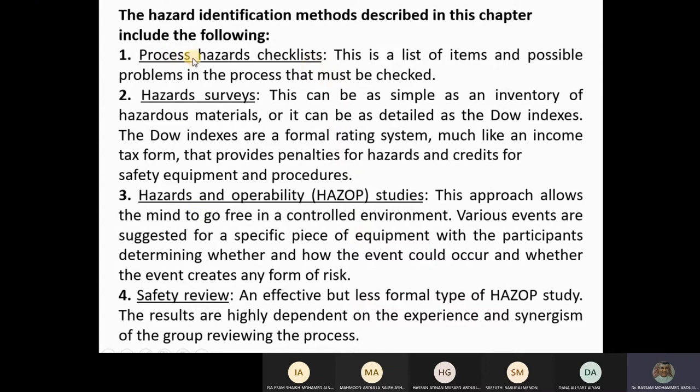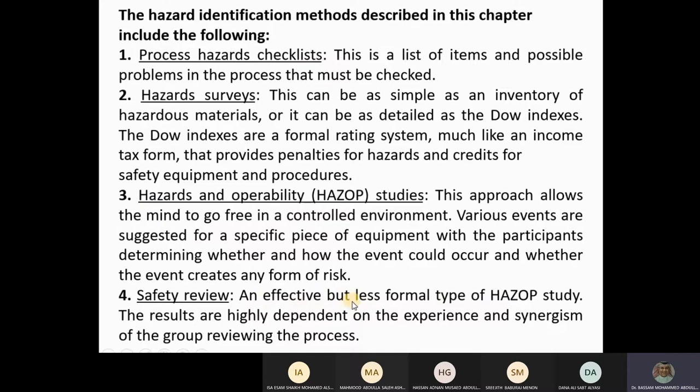So we have these four things. First, the process hazard checklist, which is a simple thing. It's just a checklist. Second, hazard surveys, doing a survey and knowing whether it has a high hazard or a low hazard, and the DOW index is one of the indexes that you're going to use in this chapter. Number three is the HAZOP study, which is the hazards and operability study, and we are going to see that later. And number four is the safety review. A safety review is just an effective but less formal type of HAZOP study.